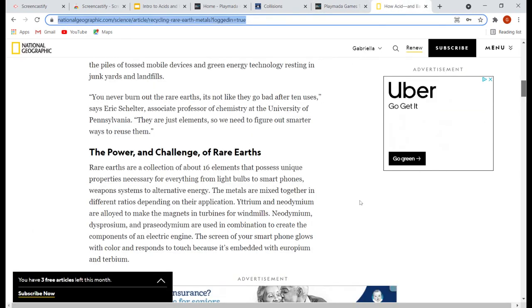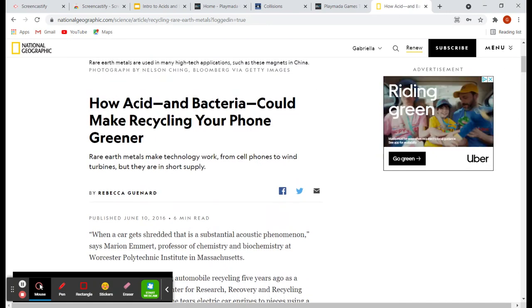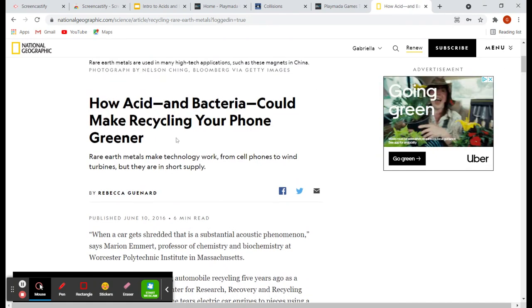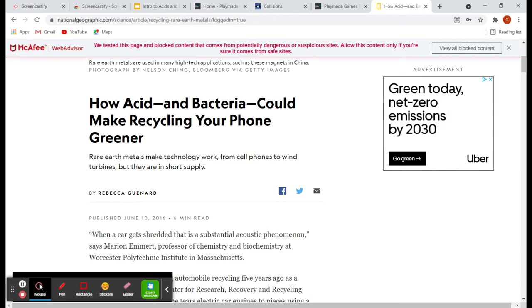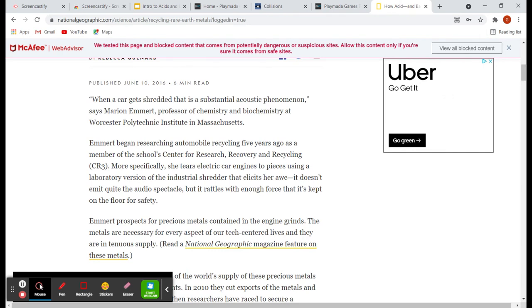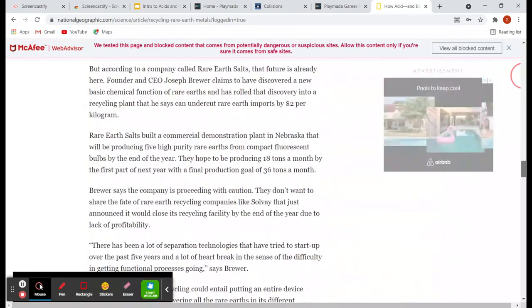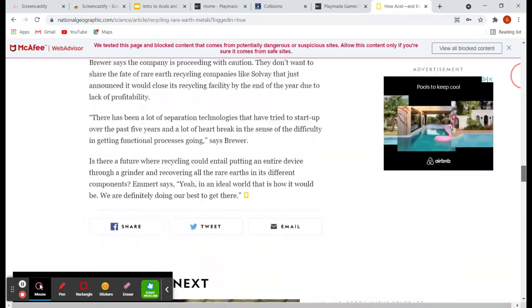Okay, and the last thing I want you to do after you finish the game is to read this article right here. It's called How Acid and Bacteria Could Make Recycling Your Phone Greener. So this is another real-world application of acids and bases, and it talks about rare earth metals in our technology and how we are actually running out of them. So this woman, her name is Marian Emmerich. She is a professor of chemistry at Worcester Polytechnic Institute. She is a very smart woman, and she is trying to figure out how we can recycle these using acids and certain bacteria. So for those of you who like biology, this will be cool too.